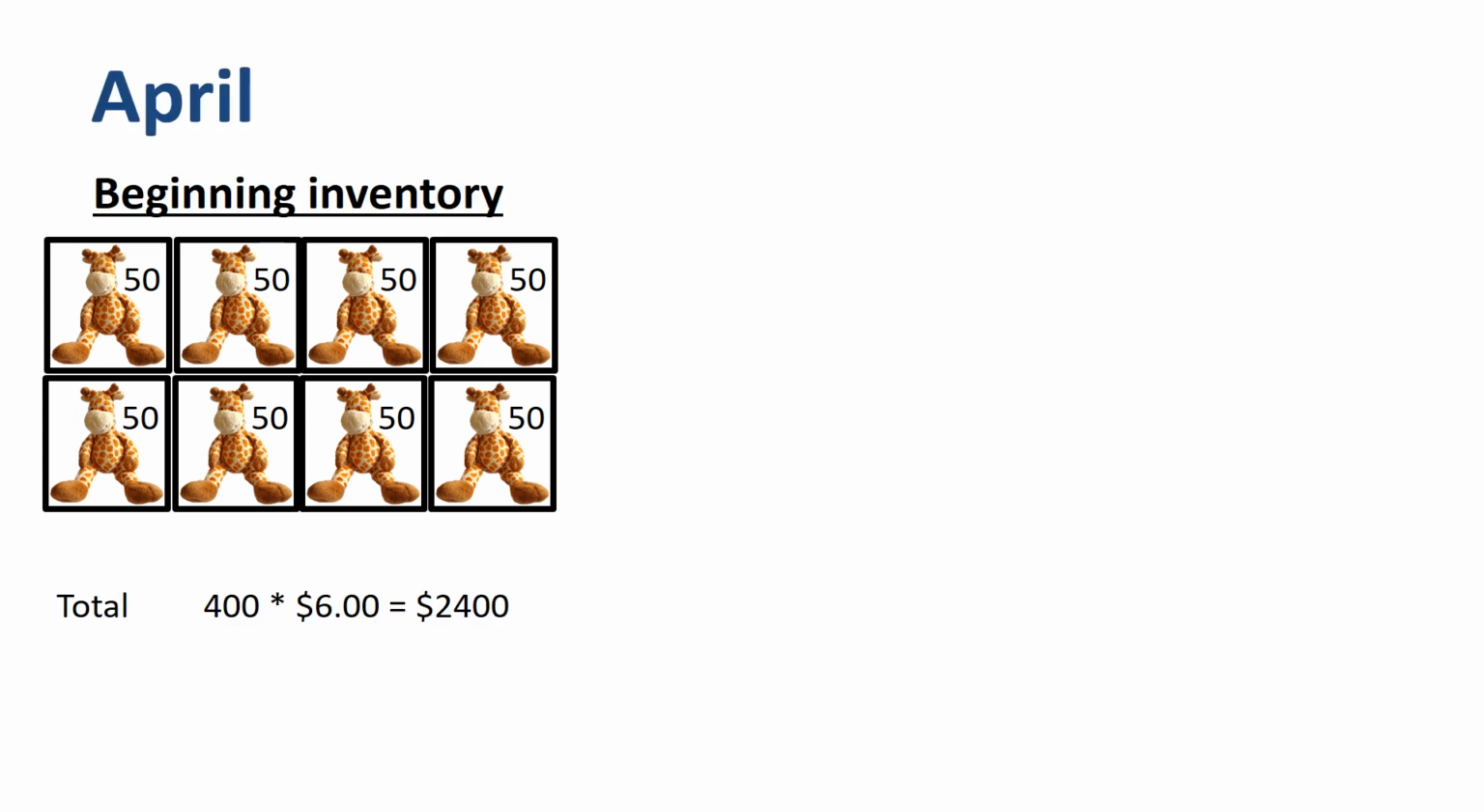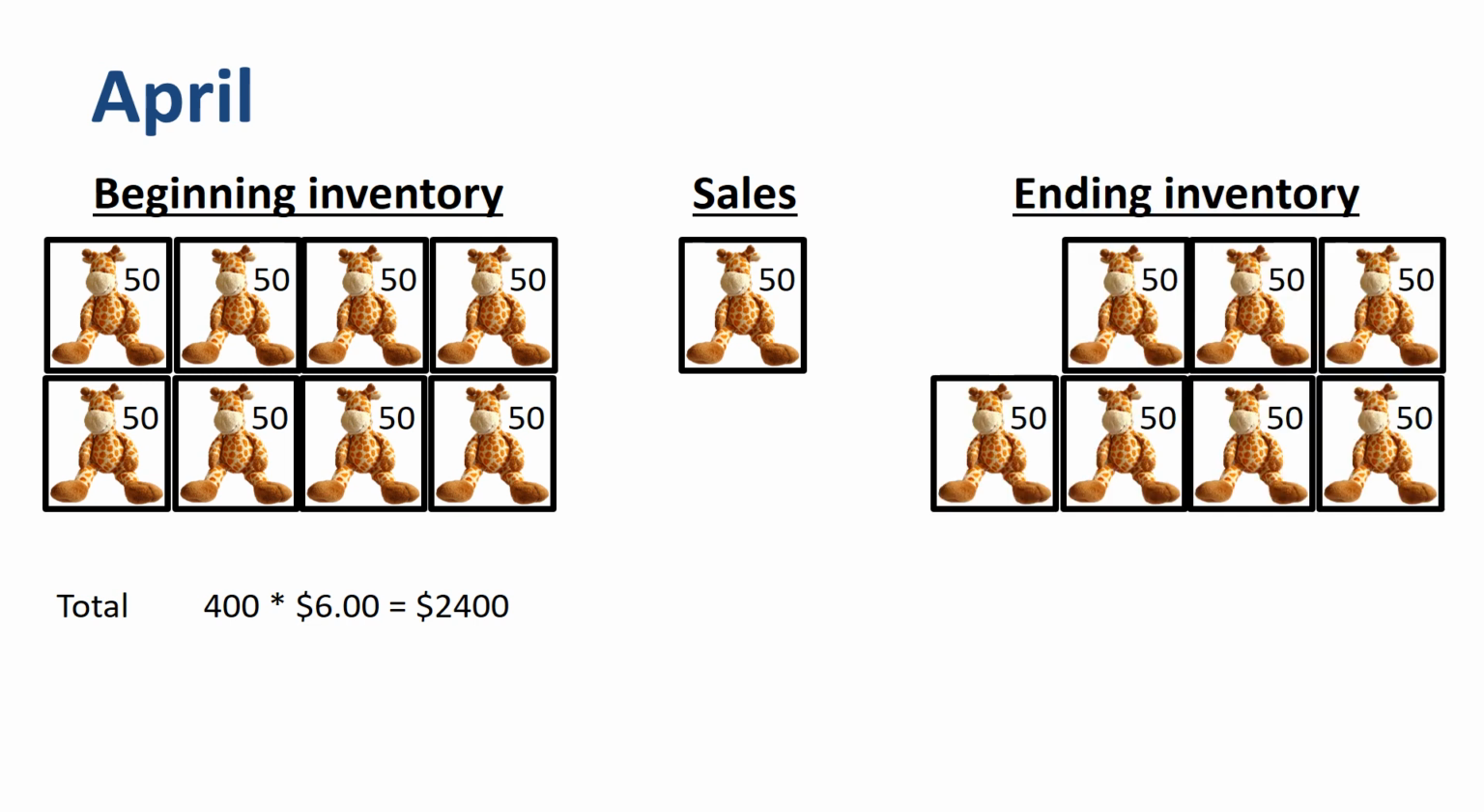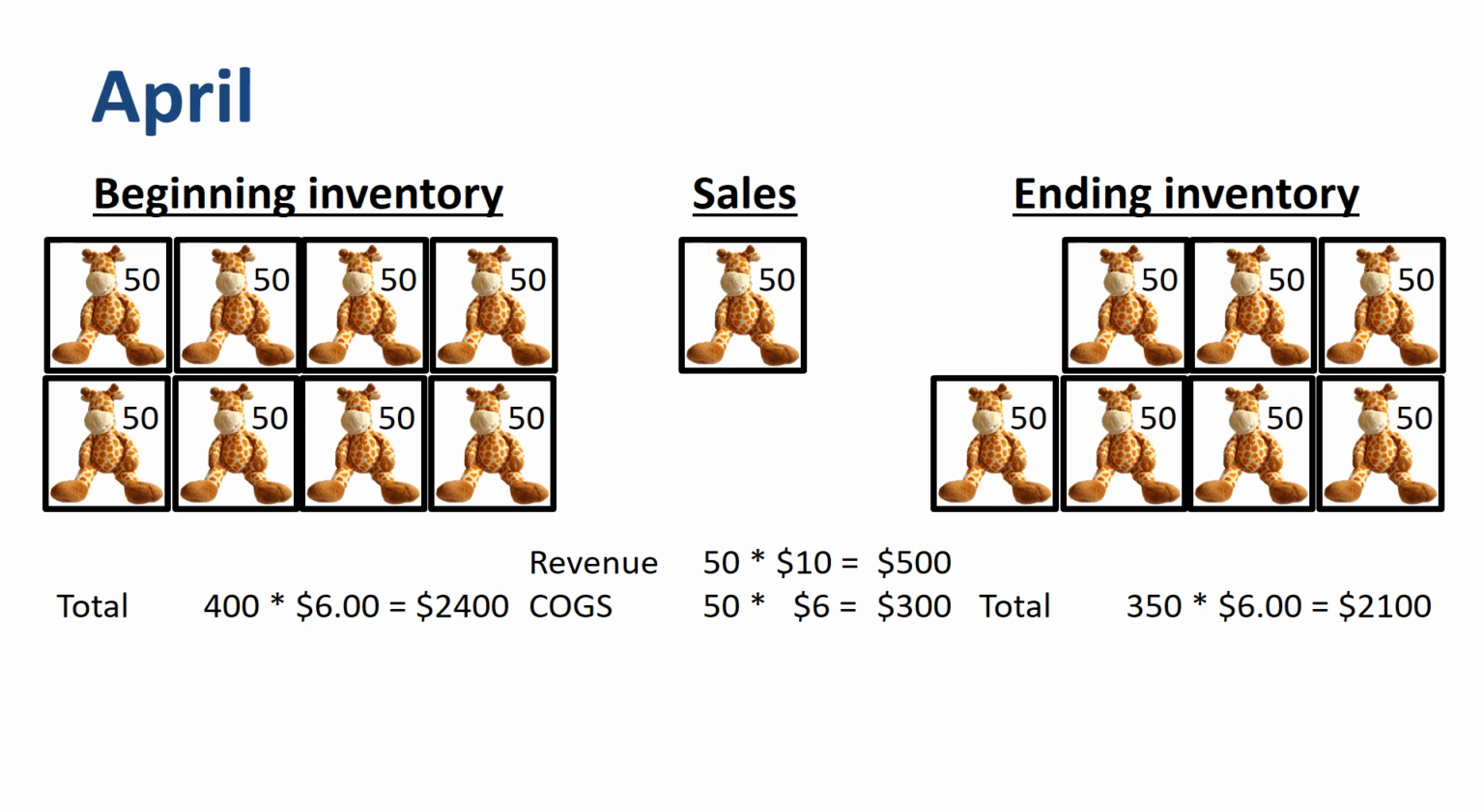The first box of Toy Giraffes, 50 units, is sold in April. The ending inventory is 7 boxes of 50 units each, 350 units in total. Using standard costing, the inventory valuation for a month like April, when only a soft close is performed, is very simple. 350 units in ending inventory at $6 per unit is $2,100. 50 units in revenue at $10 selling price is $500. 50 units in cost of goods sold at $6 per unit is $300. Gross profit is $4 per unit times 50 units is $200.